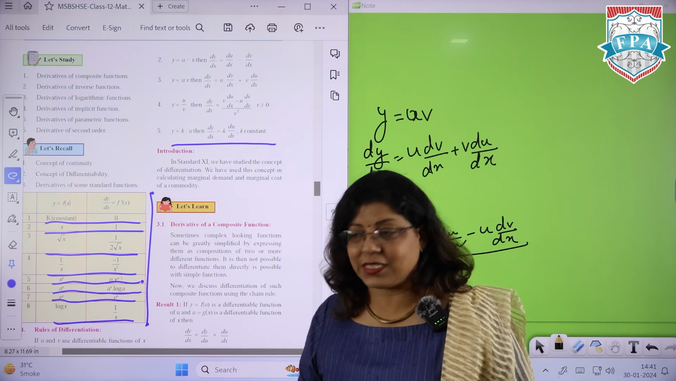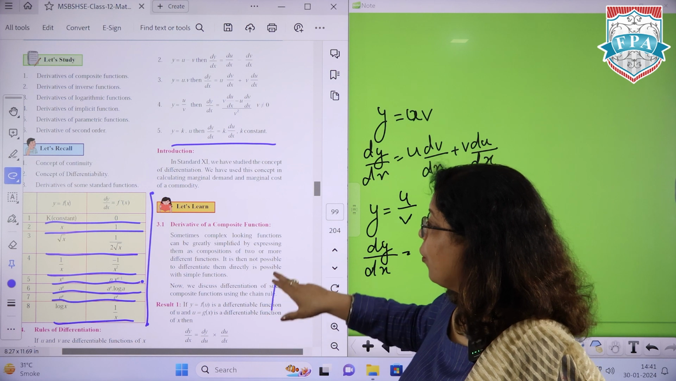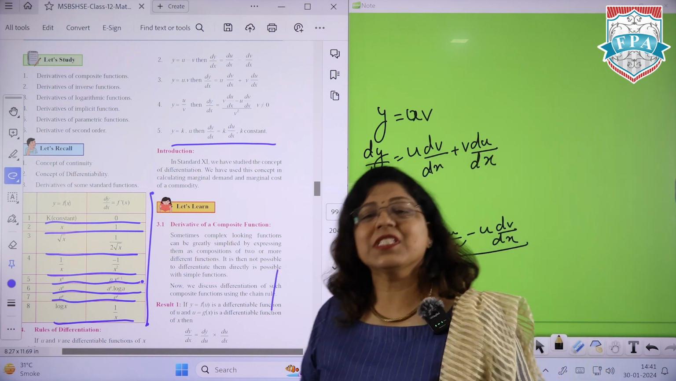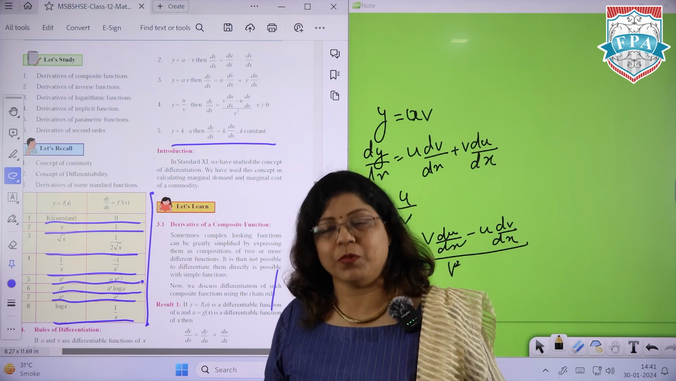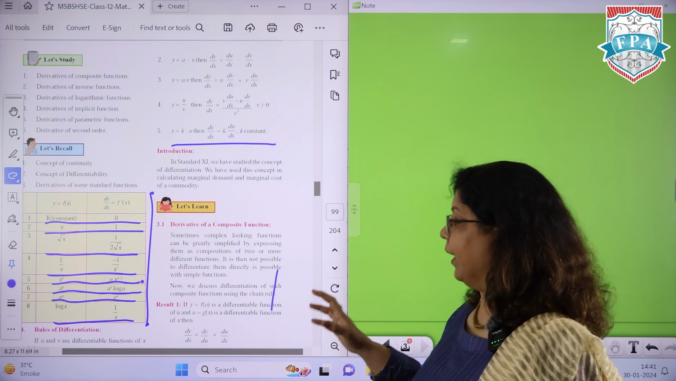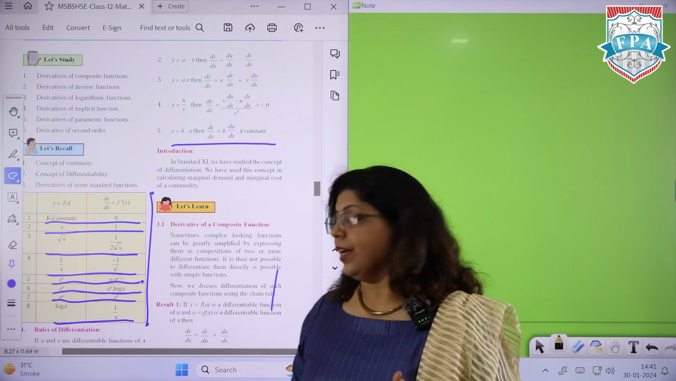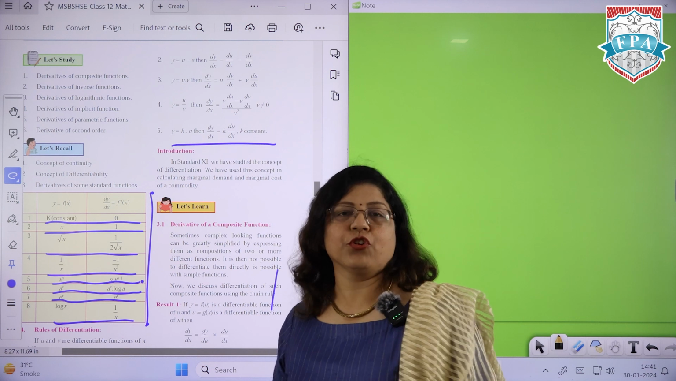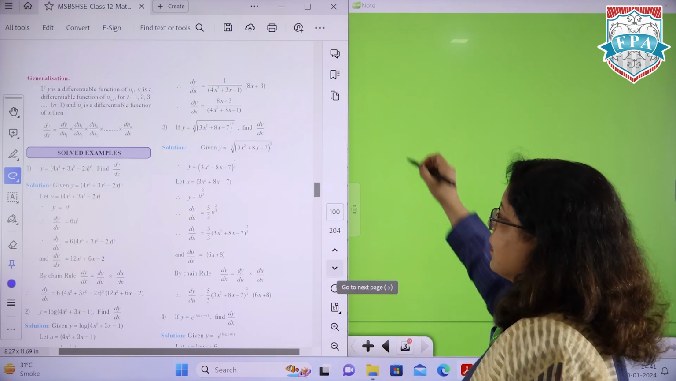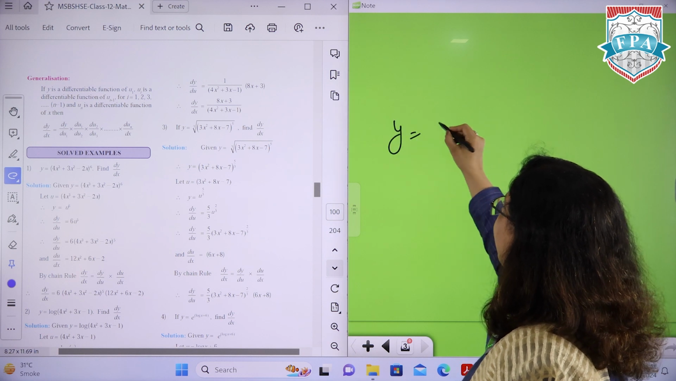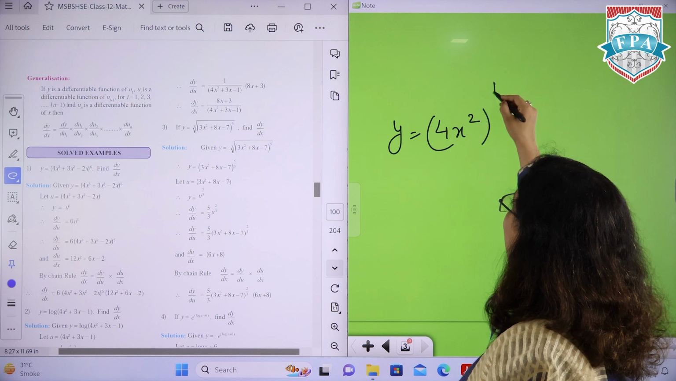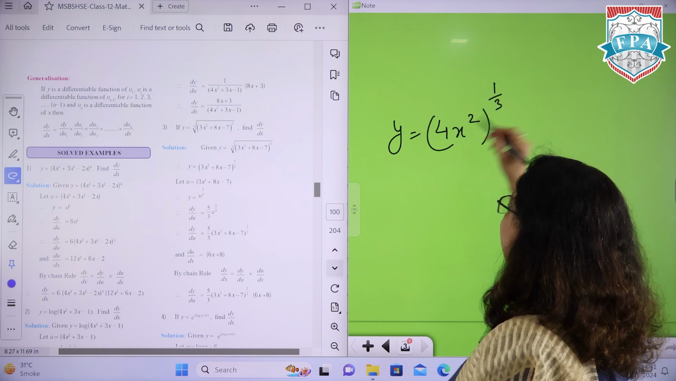Now we are moving to the next set, and the first one over here is the derivative of composite functions. First let's understand what we mean by a composite function. It means one function is not alone there; it is actually written in the form of some other function also. Let's take a very common example over here: y is equal to (4x square) to the power of 1 by 3.